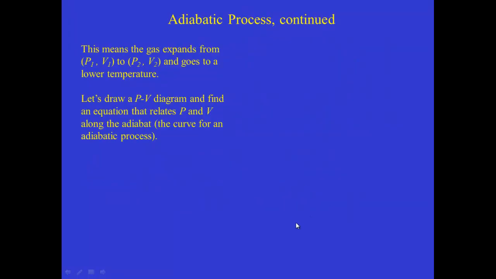This helps us to draw what happens on a PV diagram. So this means the gas expands from P1V1 to P2V2, and in the process it goes to a lower temperature. The kind of curve that we want to draw is called an adiabat, which tells us what all the intermediate pressures and volumes are when a process undergoes this kind of an adiabatic expansion. Now, the two dotted lines are isotherms. Those are curves that would show how the pressure and the volume change at constant temperatures.